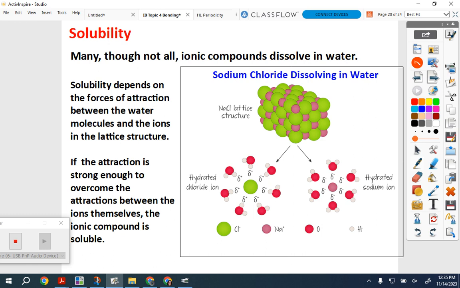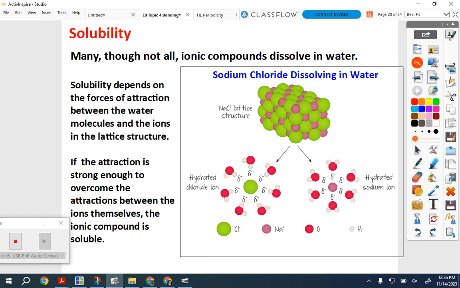But most ionic compounds are soluble in water because water is so polar. Not all of them are, and not all of them are to the same degree. We'll talk about that a little bit more when we circle back around to topic 1. But essentially, it's that strong force of attraction between a polar solvent and the charged ions.